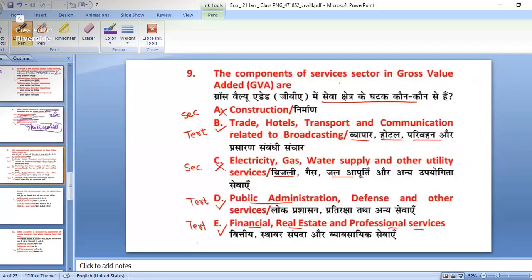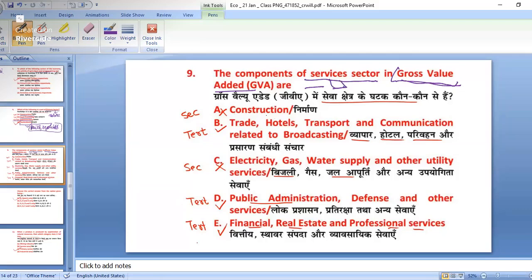Then we have: the components of the service sector in gross value added are. Gross value added may be an unknown term to you. But in the exams, don't get stuck on a particular term; study the options carefully. Here they have asked about the service sector, and we have studied the service sector, so by seeing the examples in the options, you can mark the correct answers.